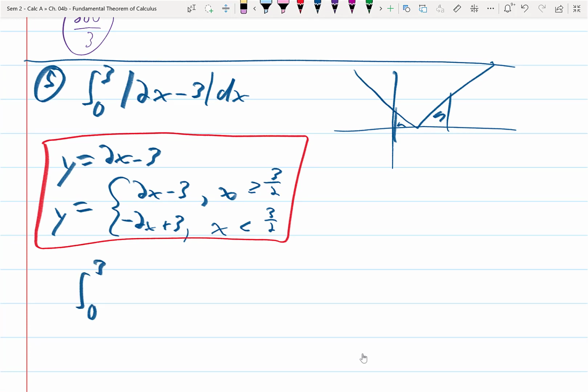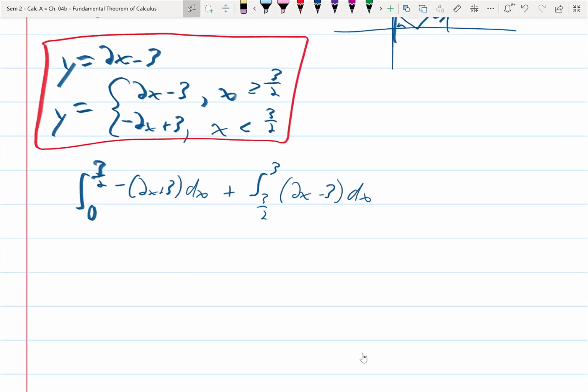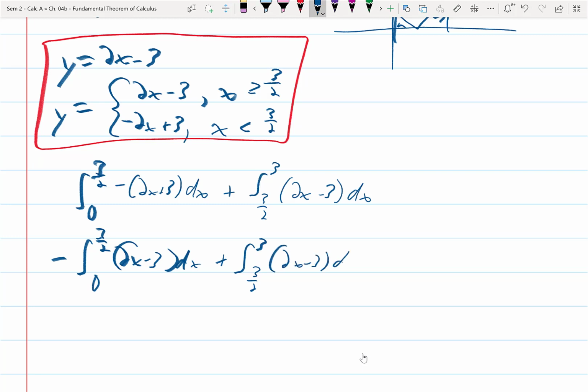The integral from 0 to 3/2 of the positive one. Nope, kidding, the negative one, because the negative one's the one from 0 to 3/2. Plus the integral from 3/2 to 3 of the positive one. So how this works now, I can factor the negative out and make it the negative integral from 0 to 3/2 of 2x minus 3 dx, plus the integral from 3/2 to 3 of 2x minus 3 dx.